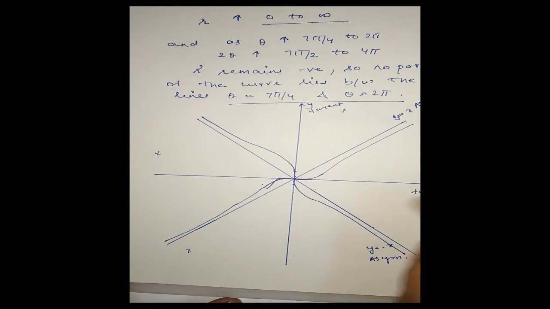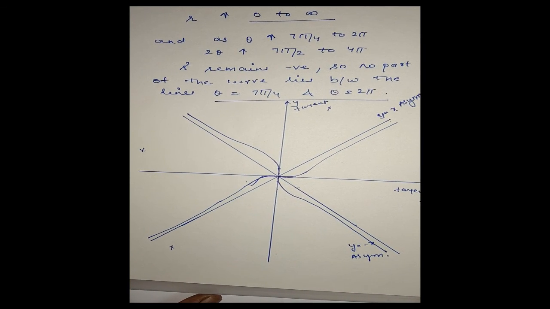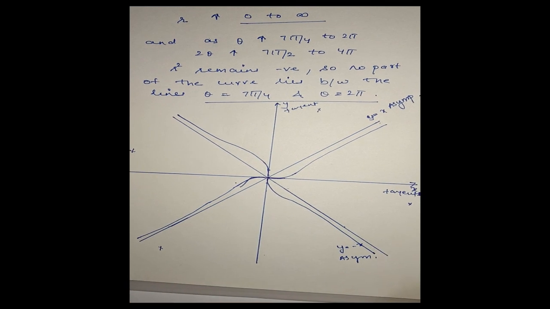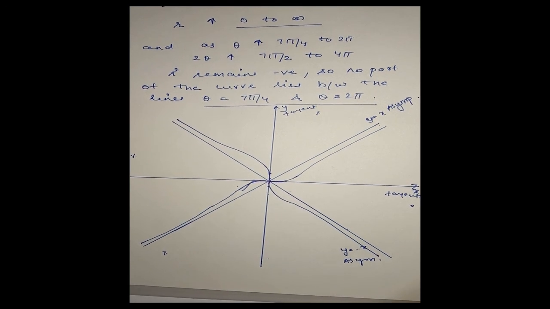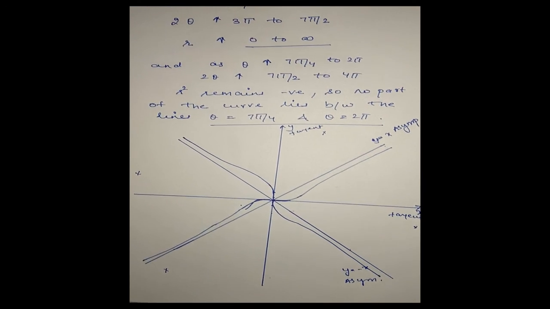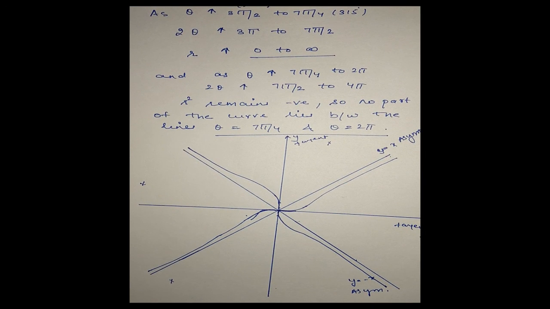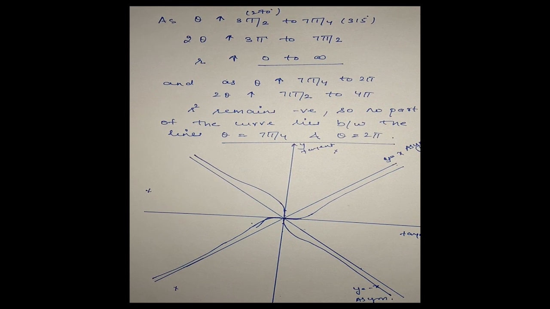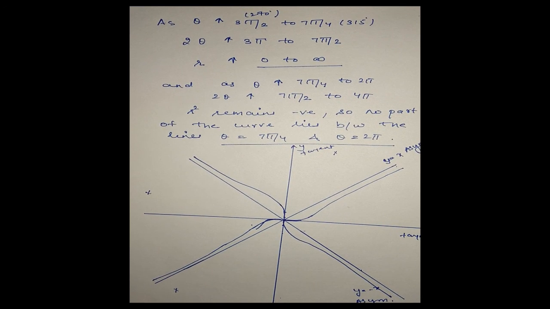These y is equal to x and y is equal to minus x are the asymptotes, and the x-axis and y-axis are the tangents. This is a rough figure, but the shape is like this only. This is how we have to trace the given curve using a mixed approach, means using the Cartesian curve tracing method and the polar curve tracing method also. That's it for this curve tracing.